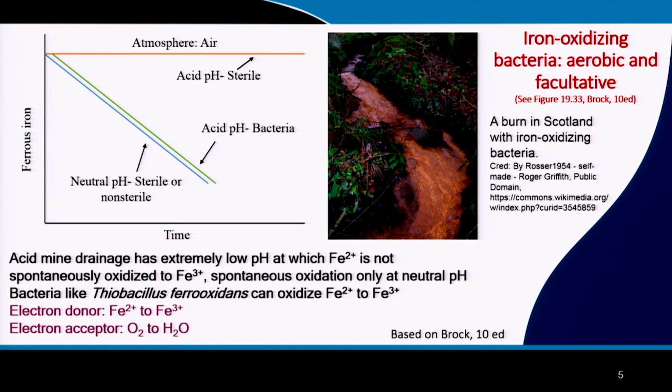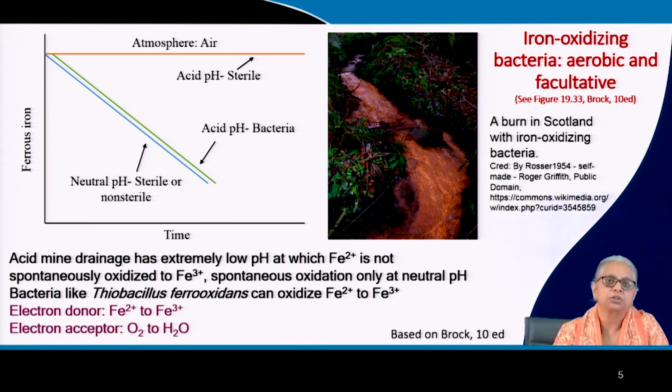Now these iron oxidizing bacteria can be either aerobic or facultative, and you can refer to the Brock text, figure 19.33. What you see over here in this slide is acid mine drainage. Now acid mine drainage comes out of these mining operations, and it tends to have extremely low pH. So very often you will find that acid mine drainage has pH around 2 or even lower than that.